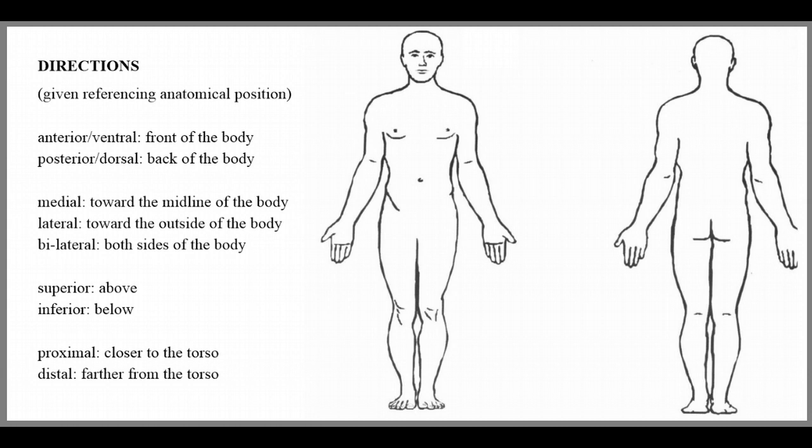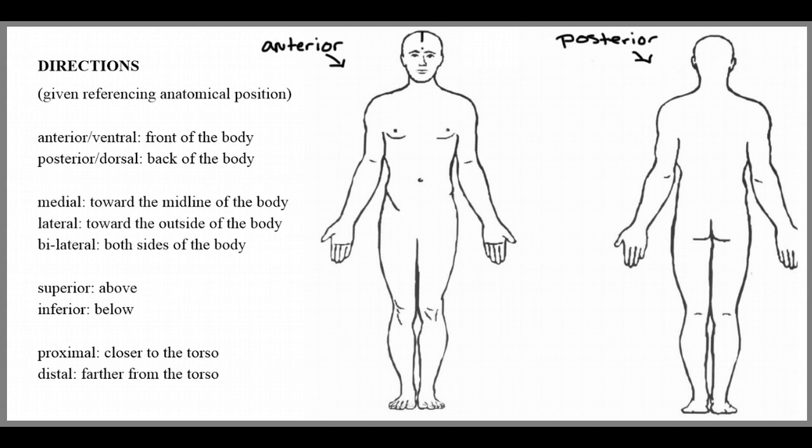I'm going to go over body directions, which are given referencing anatomical position. This is the anterior view. Alternatively, you can say the ventral view, refers to the front of the body. This is the posterior view. Alternatively, you can say the dorsal view, refers to the back of the body.